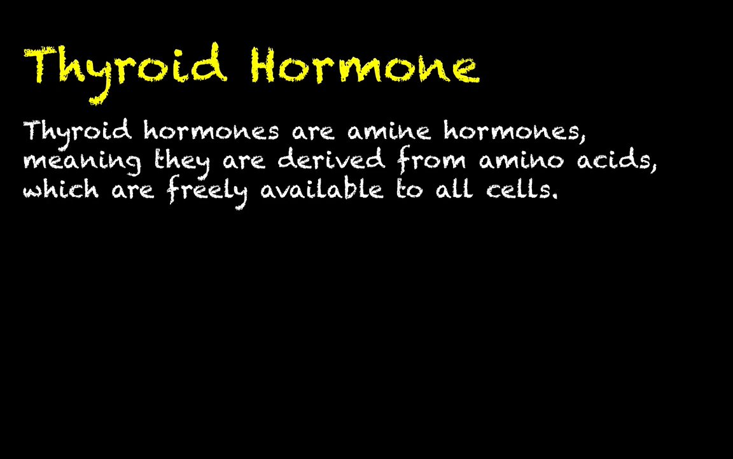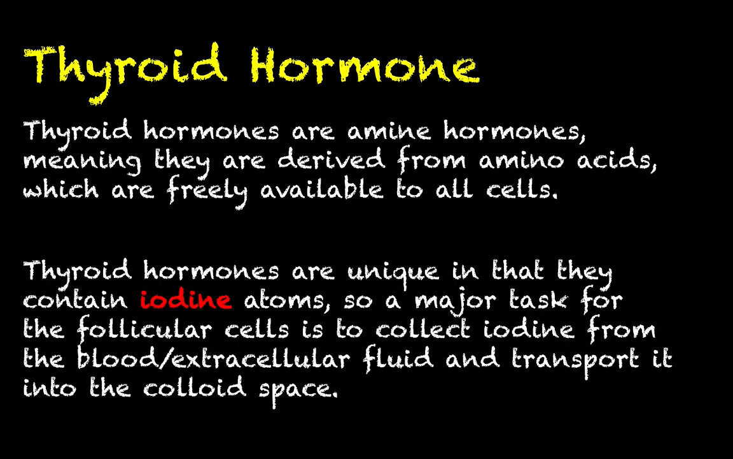So you will hopefully recall that thyroid hormones belong to the amine class of hormones, meaning that they are derived from amino acids, and amino acids are freely available to all cells, so cells shouldn't really have a hard time getting their hands on amino acids. But what makes thyroid hormone unique is that it also requires iodine atoms.